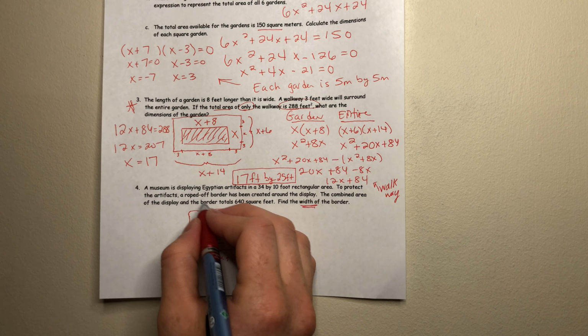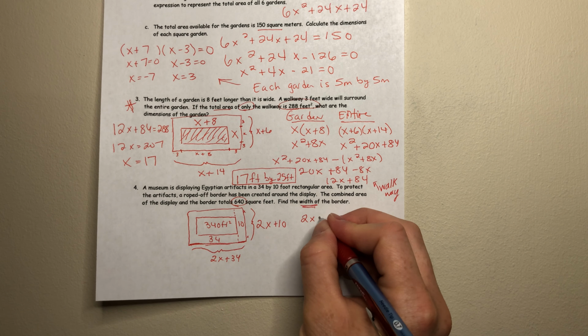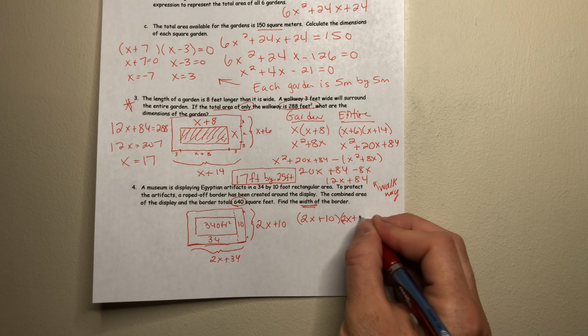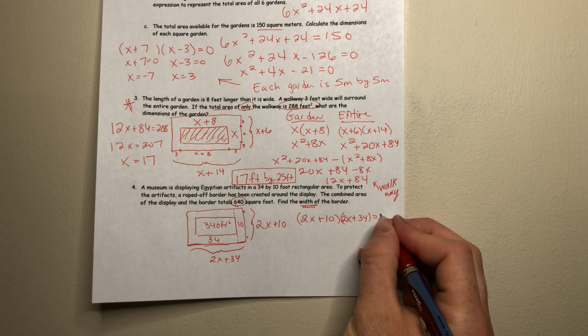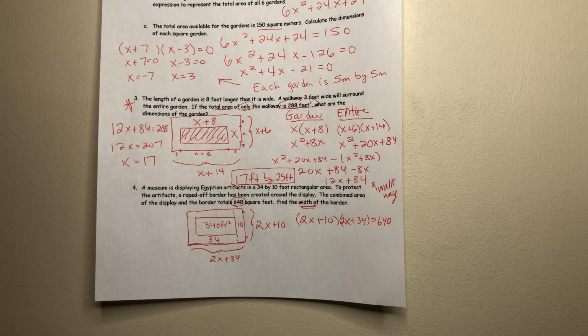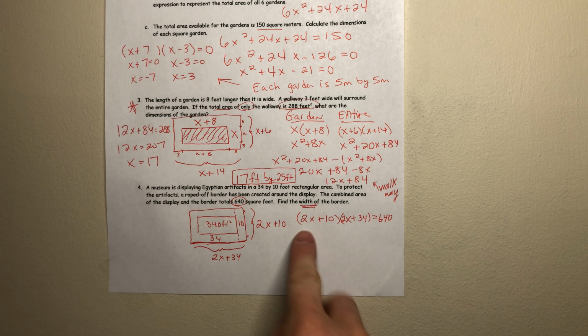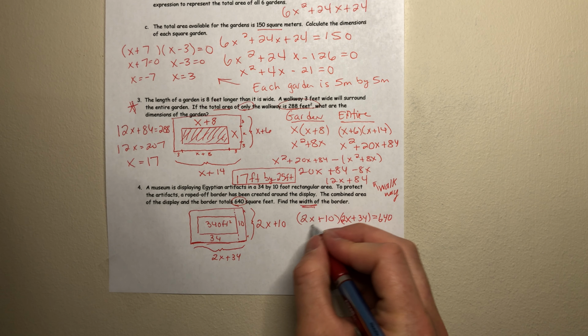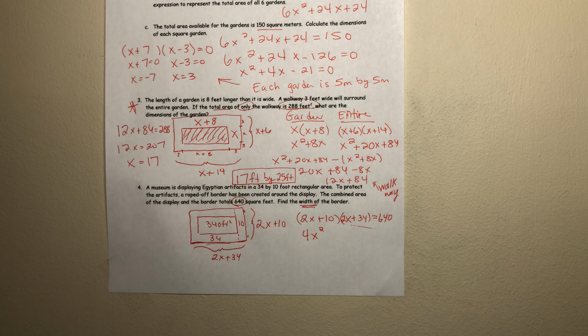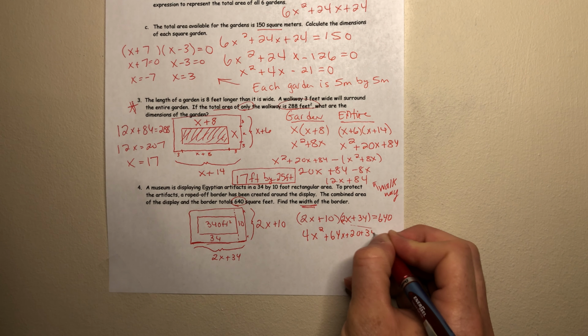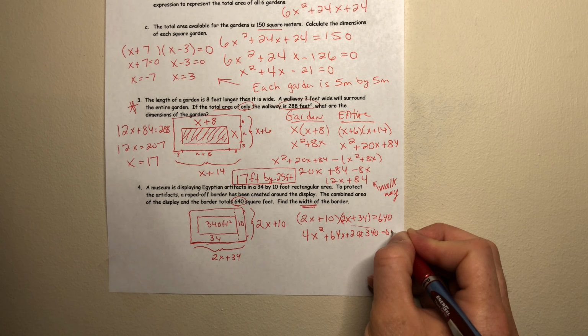And the total combined area is 640. So the length, which is 2x plus 10, times the width, 2x plus 34, it doesn't matter what you call what, these are arbitrary distances, is equal to 640. And all we're going to do is solve this equation for x, and that should be done. So let's do it. We're going to double distribute here. So 2x times 2x is 4x squared plus 68x plus 20x plus 340, equals 640.